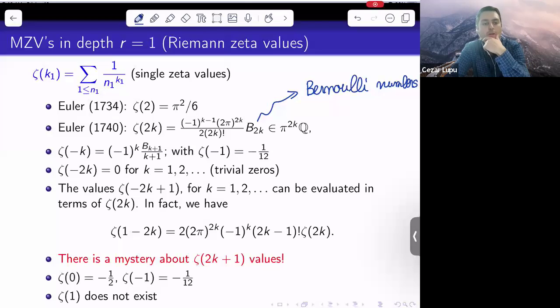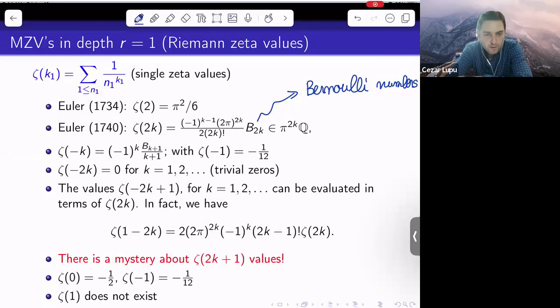If we want to compute the zeta at negative even integers, that will be what we call trivial zeros. Other values that we know, we can compute: zeta of one minus 2k can be evaluated in terms of zeta of 2k. So we can have an exact value, as you can see there. This will involve factorials, zeta of 2k and so on. Other values we can compute is at zero, negative one half.